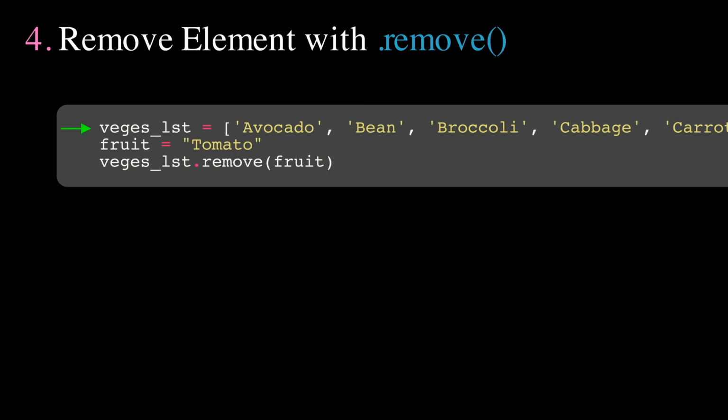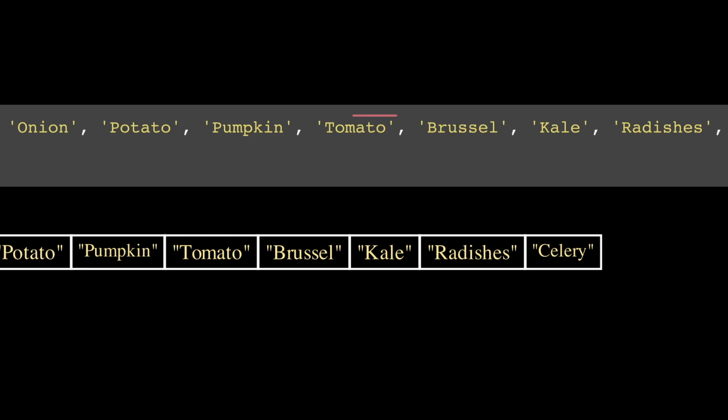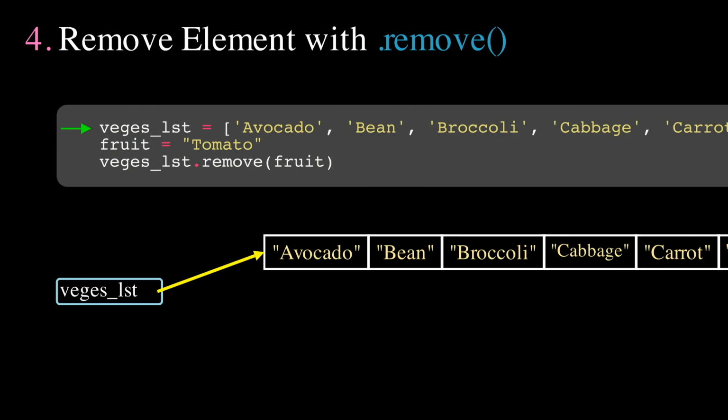Sometimes we don't know the index of the element we want to remove. Suppose we have a list of vegetables. One day, I find out tomato is not a vegetable. Tomato is actually a fruit. We want to remove the fruit from the vegetable list. But we don't know the exact index of tomato. Frankly, we don't really care about its index, we just want to remove it.